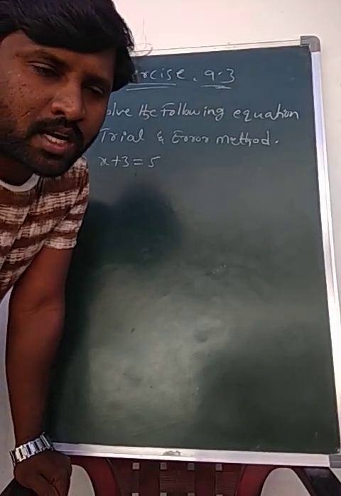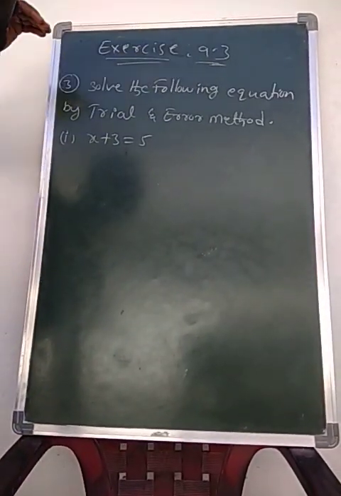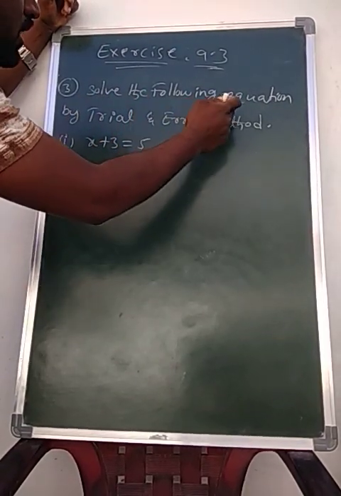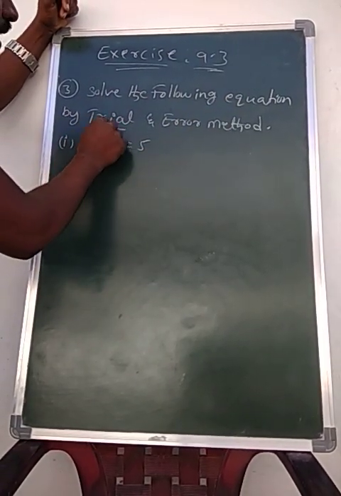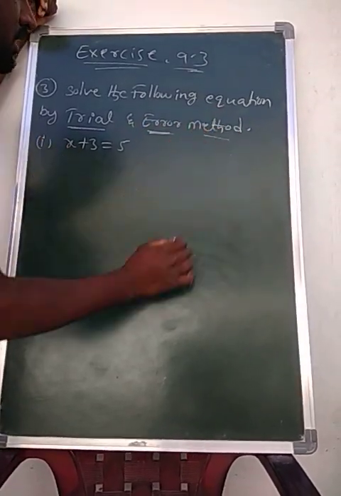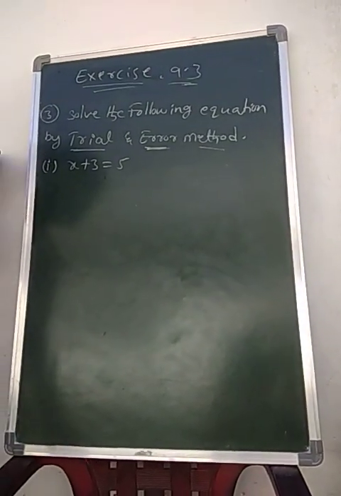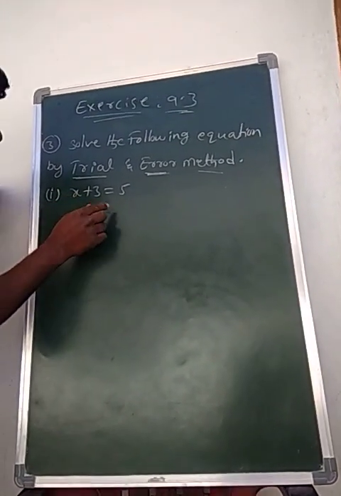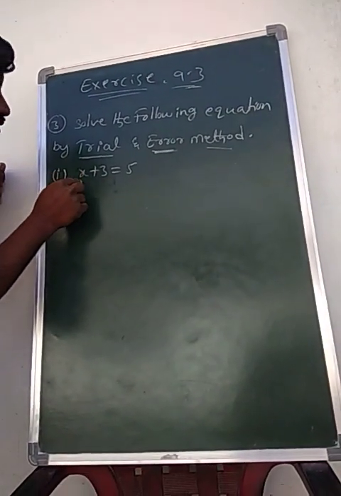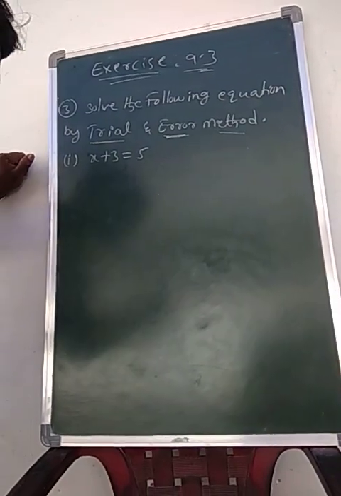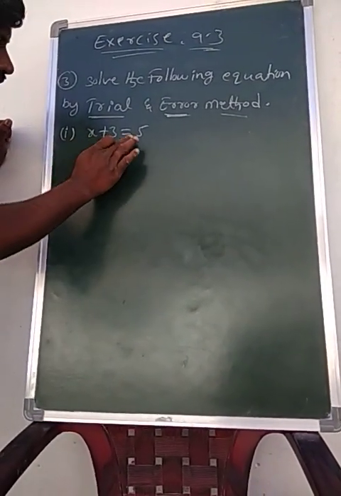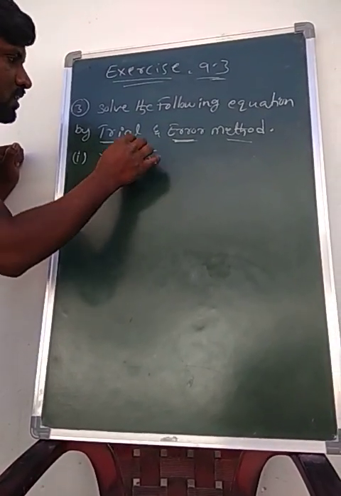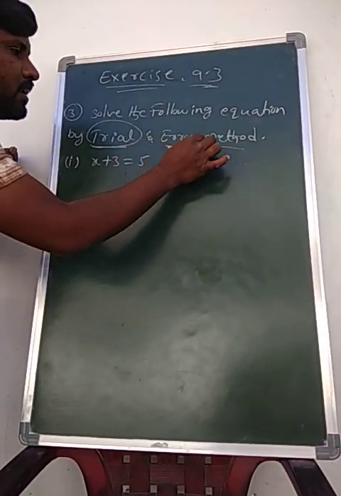Okay students, now exercise 9.3, third main. The question is: solve the following equation by trial and error method. So this is the required equation. What is the variable in that? Variable means we use English alphabet small letters. So in this equation the variable is x. Now see, I'm using the trial and error method.